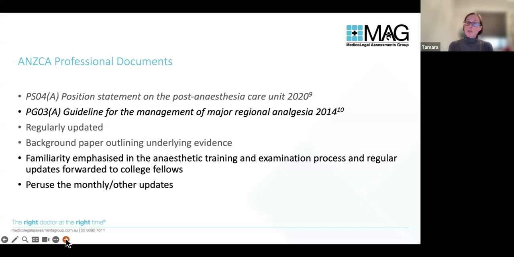There's a guideline for the management of major regional analgesia, which hasn't been updated for a while. That's really, really useful. They're all accompanied by a background paper, if you wanted to go down the rabbit hole, which has all of the references and evidence annotated and in fact picked out for you to look at. And we're encouraged to be really familiar with these documents.